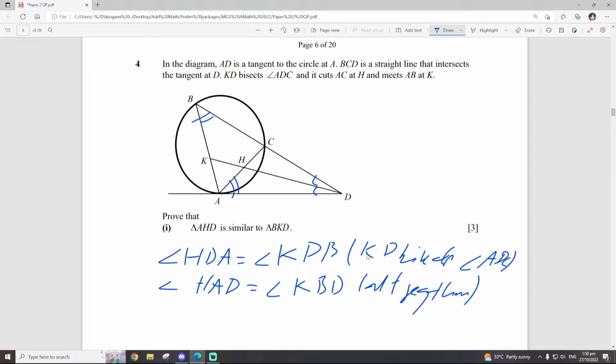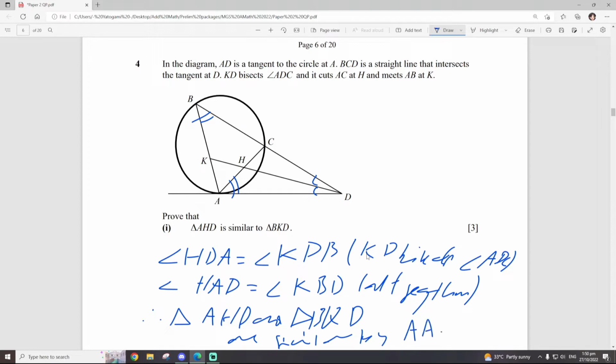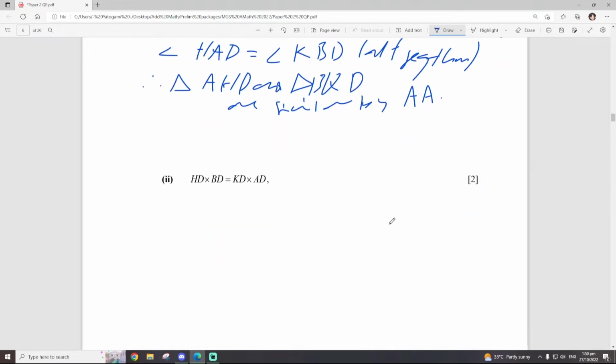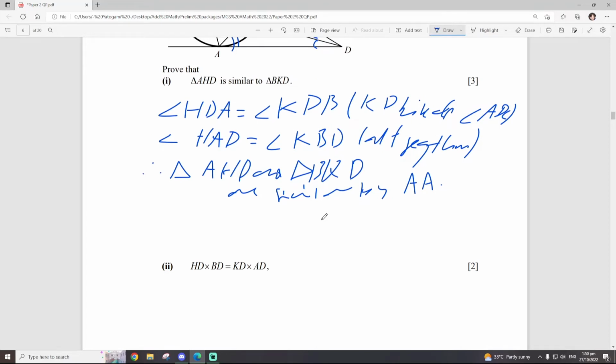So by the AA similarity test, two angles are equal. HD times BD equals KD times AD. Whenever you see sides in a geometry proof, actually I think geometry proof already came out for the O-level paper 1, but never mind, we'll still go through. So whenever you see multiplication of side ratios, it's always to do with similar triangles. So this one is quite simple, I think, because you see that I have HD on this side and AD on this side, whereas I have BD and KD on the other side. So it seems that I should compare HD and AD together.